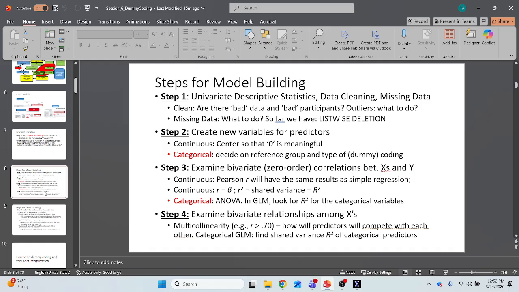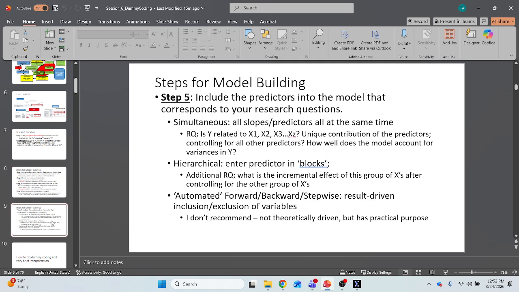Step 4, look for multicollinearity. Probably not that pertinent in our case. And then you decide, do I do simultaneous or do I do hierarchical? Okay, so it's the same thing. The only difference that we're doing right now is we are going to be recoding our group variables so that it becomes a dummy code so that the GLM can understand what it is that we're doing, right? So the only thing that we're doing is recoding, trying to make a different variable.